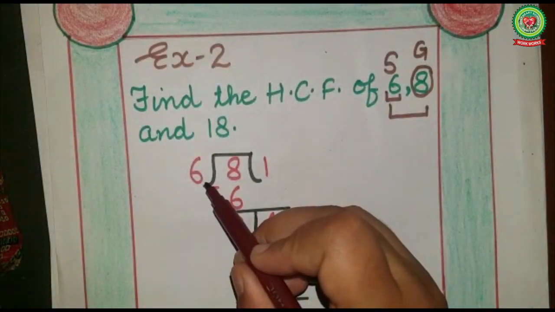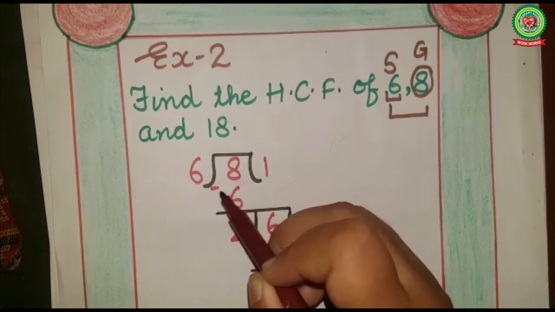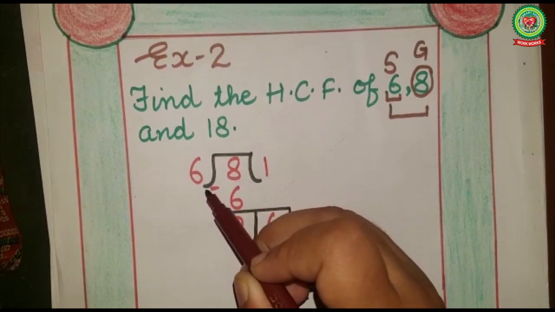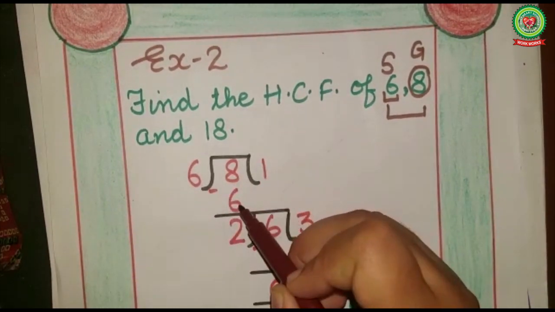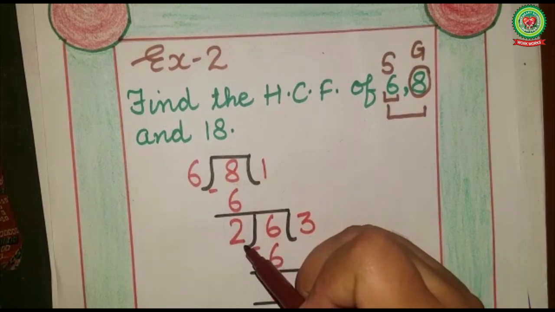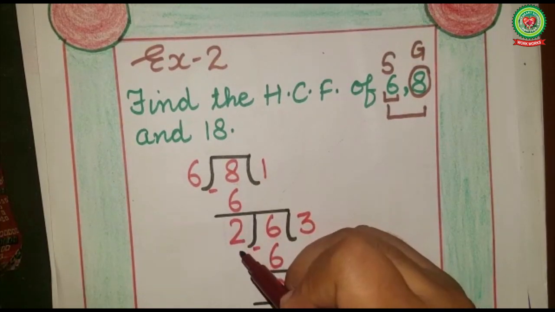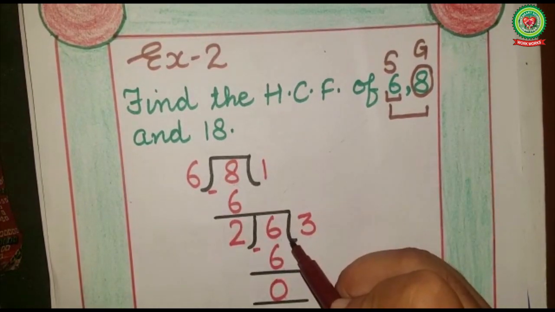Now we will check on 6 table 8 comes or not. Yes, on 6 table 8 doesn't come. So we will take that number which is less than 8 and comes on 6 table. And that number is 6. 6 ones are 6. Next step is minus. 8 minus 6 is equals to 2. Now students, again remainder is not equals to 0. That means we have to do divide again.